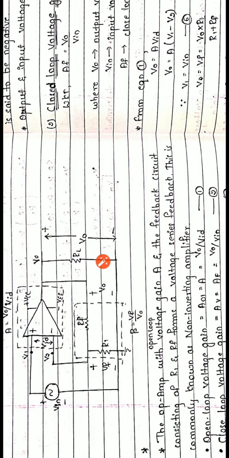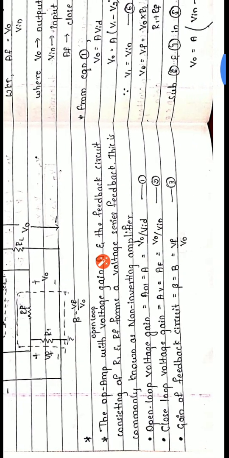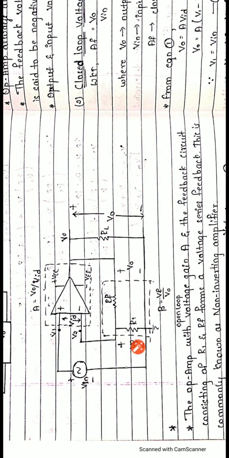The first derivation is the closed loop voltage gain. To do that, from this circuit you can write the open loop voltage gain as A equals V0 by VID without feedback. This is V0 by Vin, with feedback, that is the closed loop voltage gain. This is the gain of the feedback circuit, beta equals Vf by V0. So 1, 2, 3, these are the three equations written just from this circuit.